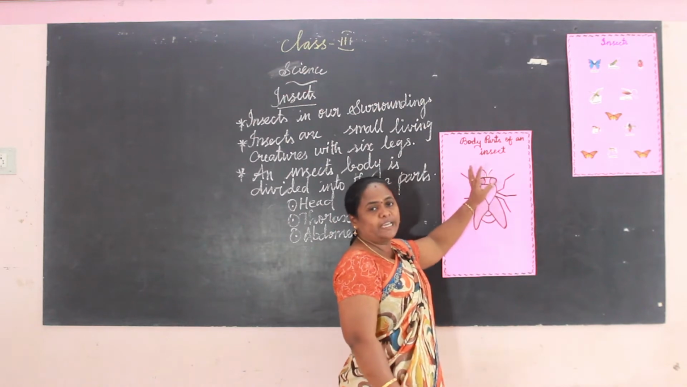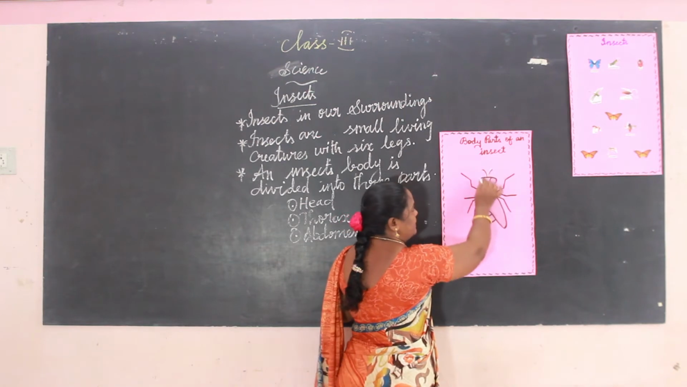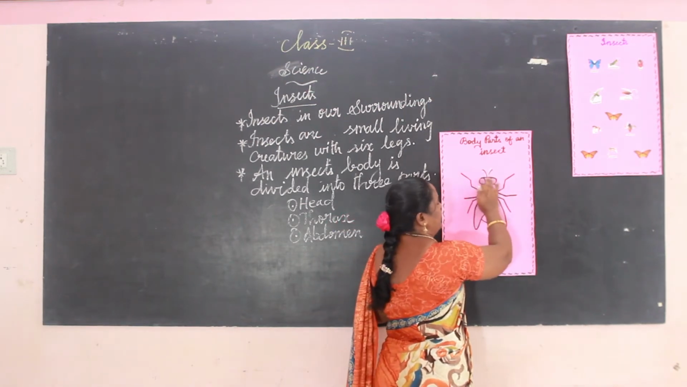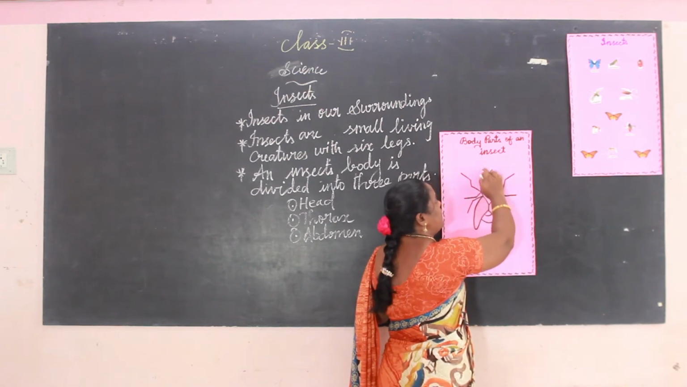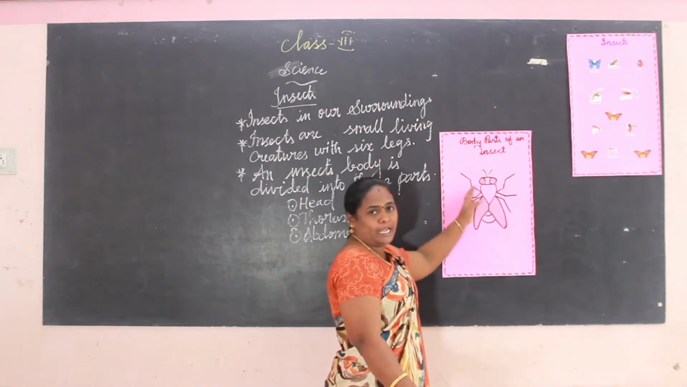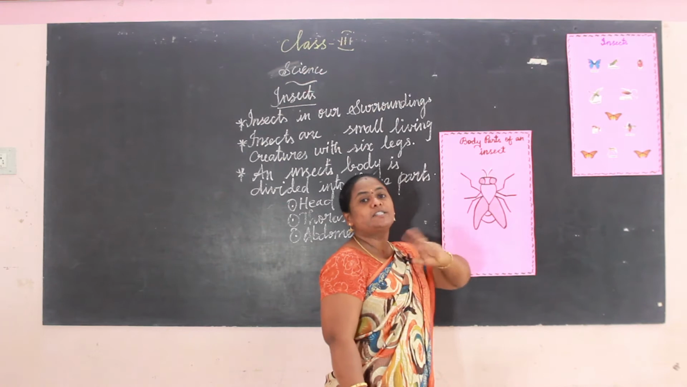Once again I will explain. First we learn the head. The uppermost part of an insect is the head. The head has a pair of eyes, a mouth, and a pair of feelers. The feelers help find things and search for food.